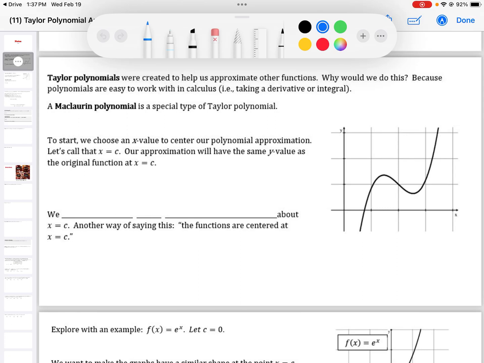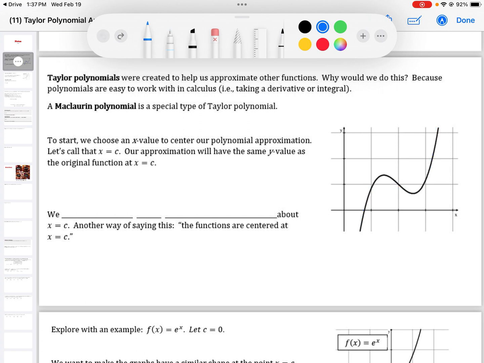All right, in this video, we're gonna be talking about Taylor polynomial approximations. It says Taylor polynomials were created to help us approximate other functions. So why would we do this? Because polynomials are easier to work with in calculus, like taking the derivative and integrals. And a Maclaurin polynomial is just a special type of Taylor polynomial, and I'll tell you what that is in just a second. So to start, we're gonna choose an x value.